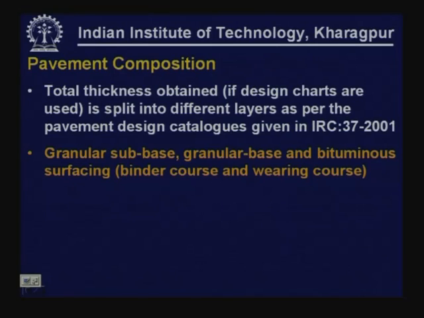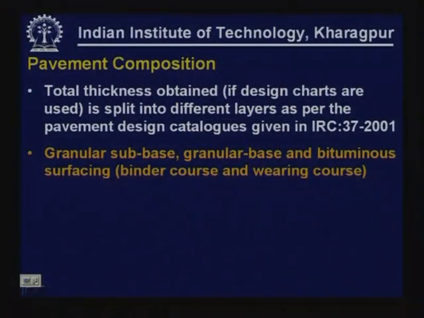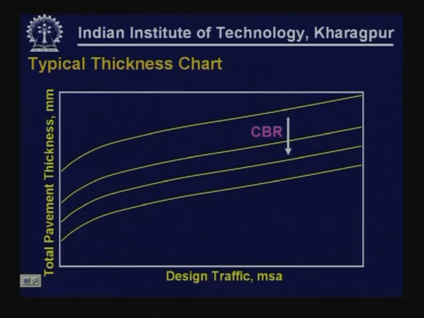There are three components that we have to split this total thickness into: thickness of granular subbase, thickness of granular base, and thickness of bituminous surfacing. This is how a typical thickness chart looks like. This is what is given in IRC 37, although I have not put the values here.